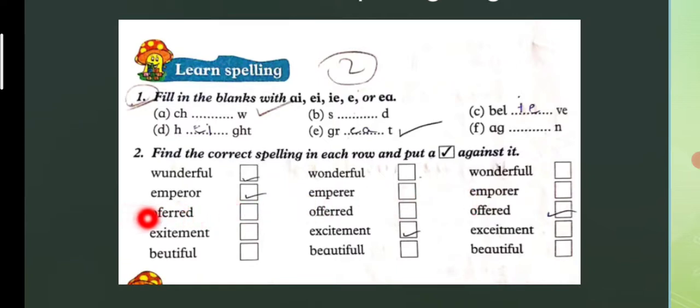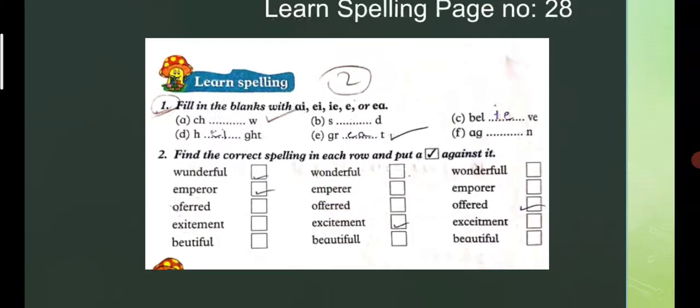Next is offered. So what are the correct spellings of offered? OFERRED, OFFERRED or OFFERED. Yes, last one is the correct one. So you have to put a tick in that box. Next word is excitement. Yes, so the right spelling of excitement is this second one. Then last word is beautiful. So you all know the spellings of beautiful. So you have to put a tick here by your own.